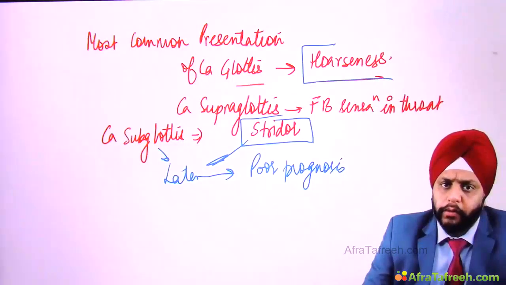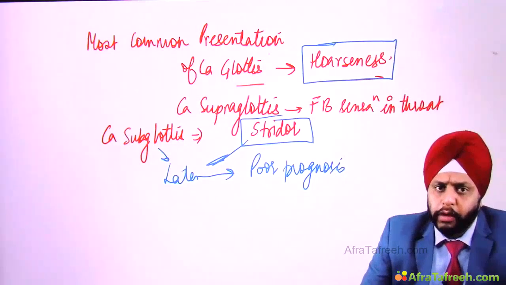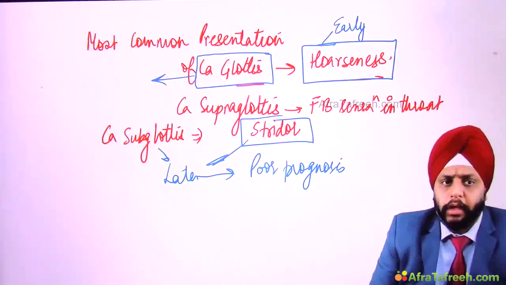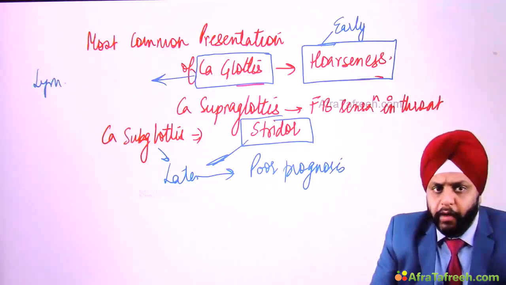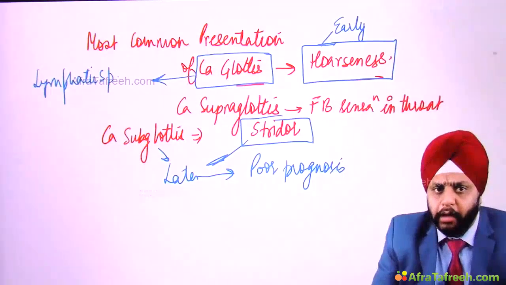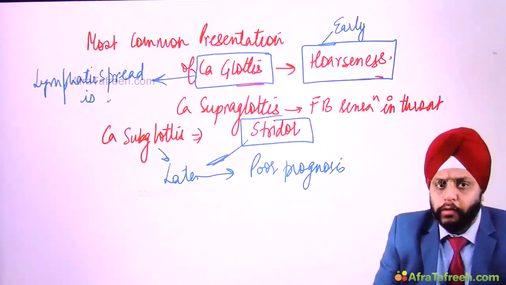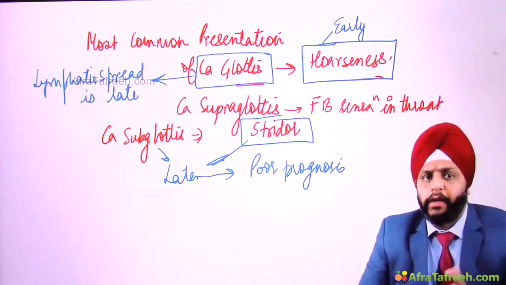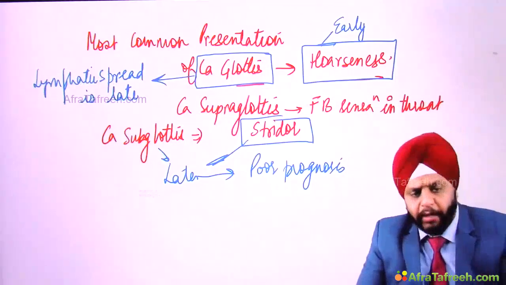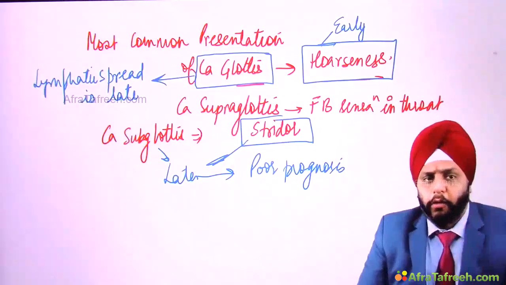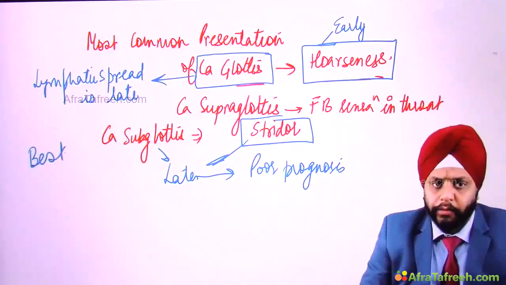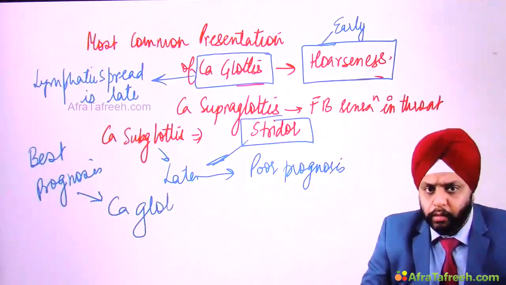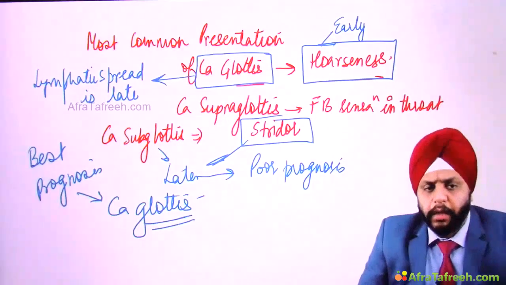Now because of hoarseness, CA glottis presents early. Also in CA glottis, the lymphatic drainage is very less. So the lymphatic spread from CA glottis is late because of fewer lymphatics in the glottis area. Therefore, lymphatic spread is late, but the presentation is very early. So we will have a late metastasis and an early presentation. So out of the three, you see the best prognosis of CA larynx is seen in CA glottis. Okay, this is where we see the best prognosis.